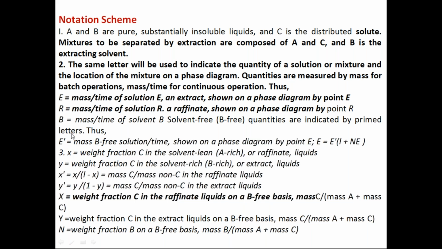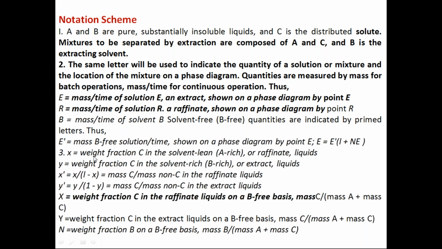And these letters are also used in certain cases. E prime means B-free solution per time, meaning whatever quantities are there other than the solvent B, A plus C, which are moving along with the extract, will be indicated with the prime. So prime indicates solvent-free coordinates. So R prime, E prime, those indicate that.